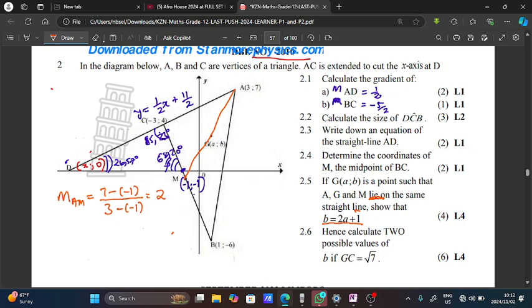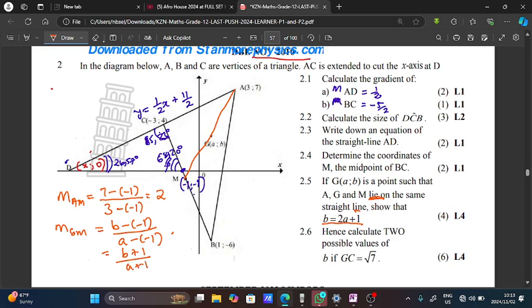Can you see that? Now I must find the gradient of what? Now you must include G again. Which one is simple? We can include the gradient of GM. The gradient of GM. What do you get? You get B minus into minus 1 over A minus into minus 1. That is the gradient of GM. Now let's simplify that. It will be B plus 1 over A plus 1.